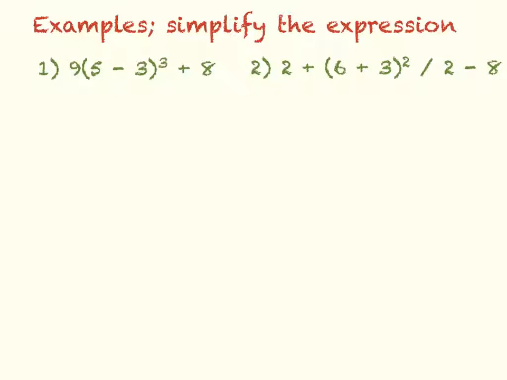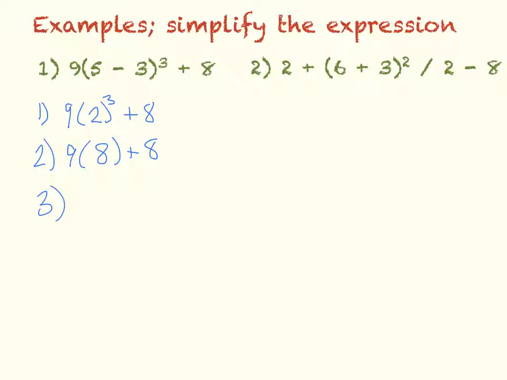9 times the quantity 5 minus 3 cubed, plus 8. So the first thing we're going to do is the parentheses. So we're going to have 9, and then 5 minus 3 is 2 cubed plus 8. Alright, the next step is to do the exponents. 2 cubed. So I'm going to have 9 times 8 plus 8. Third step I'm going to do is the multiplication. 9 times 8, 72 plus 8. And finally, I can do the 72 plus 8, and my final answer is 80.